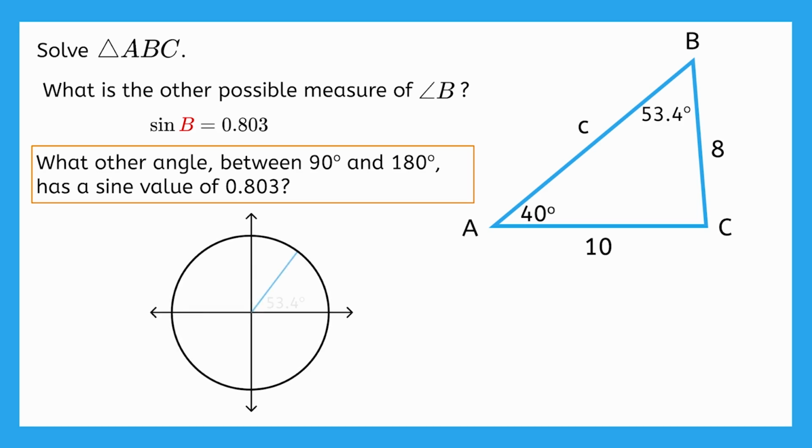I'm going to use 53.4 degrees as a reference angle to find which angle in the second quadrant also has a sine value equal to 0.803. Take 180 minus 53.4 degrees, and we get 126.6 degrees. This means that angle B could also be equal to 126.6 degrees. But how can we know for sure? It's time to revisit the triangles.